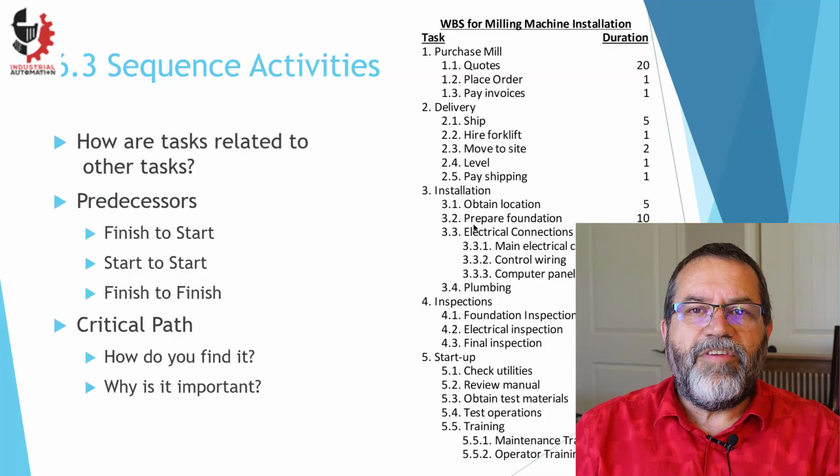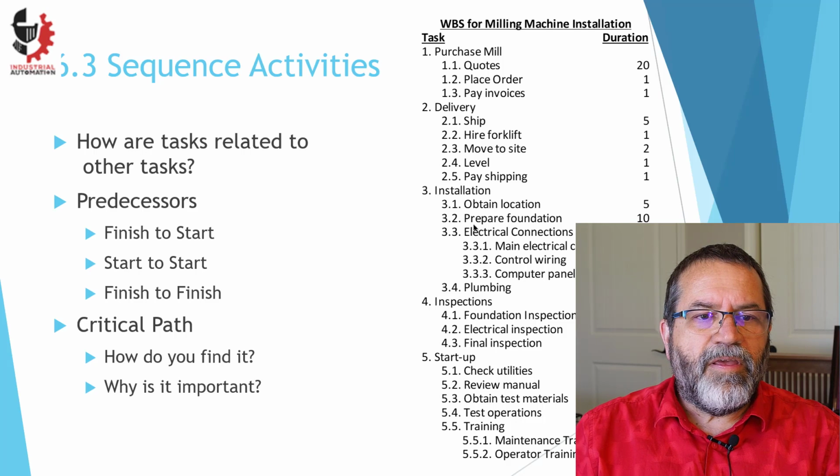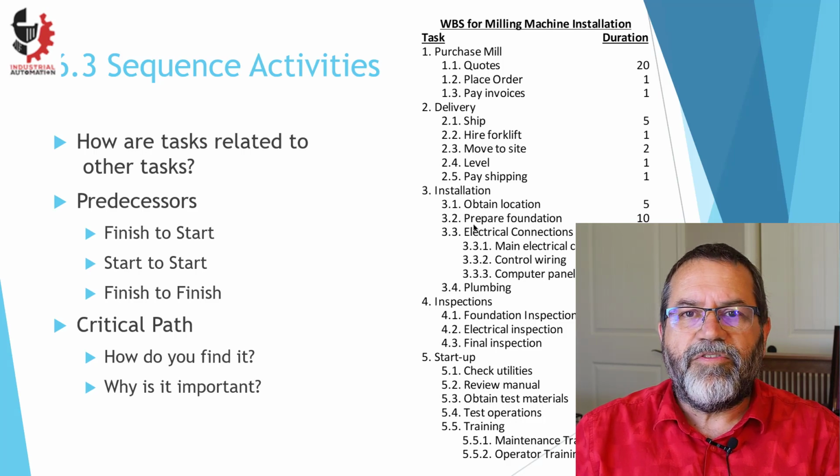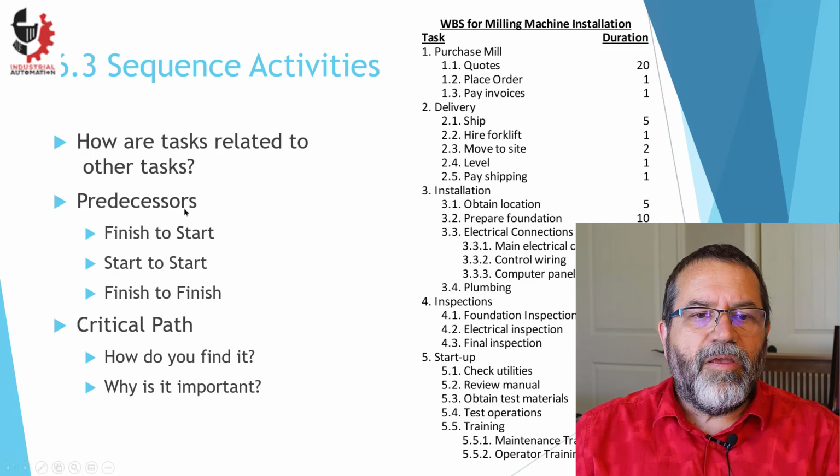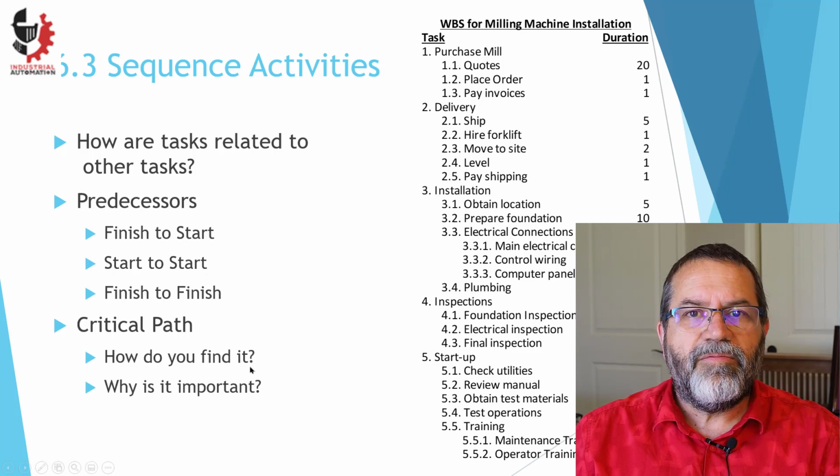Next is we have to sequence the activities. And that's deciding which activities are related to which other ones and how they're related. Does one start after another one finishes, or do they both have to finish at the same time, or maybe they both start at the same time? We also have to eventually find a critical path. We have to figure out what that is and why it's important.